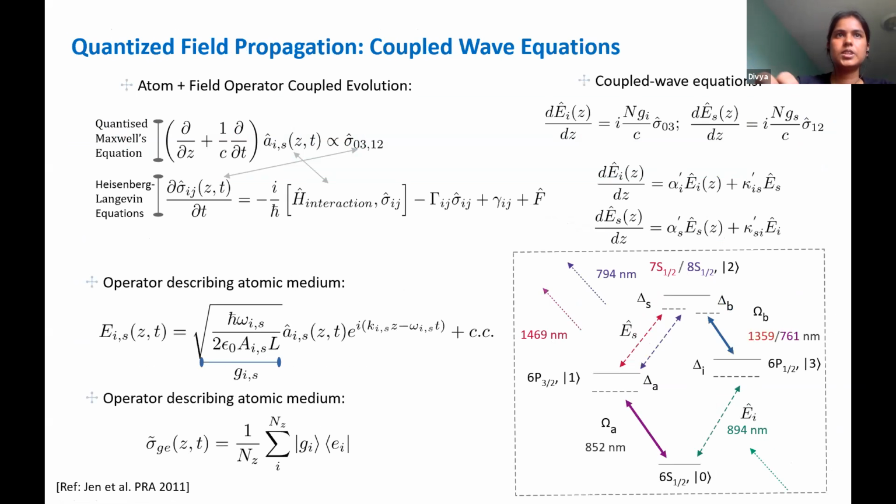We first start with the quantized field propagation equation. You have the Heisenberg-Langevin equation, which is given by this equation. You have to find this interaction Hamiltonian, and once you find it, you can use it to find sigma under the steady state solution, and then you can get the quantized Maxwell equation. Once you solve this quantized Maxwell equation, you can get the coupled wave equations.